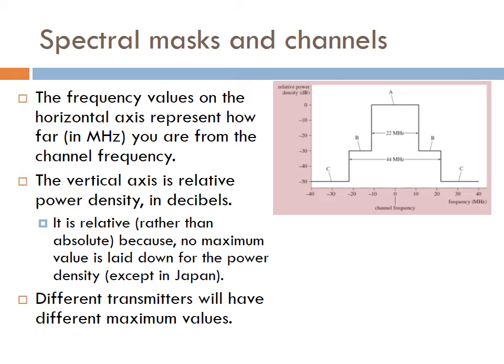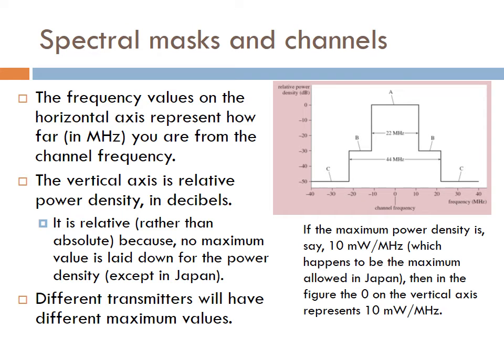The vertical axis is relative power density in decibel. It is relative rather than absolute because no maximum value is laid down for the power density, except in Japan. So different transmitters will have different maximum values. If the maximum power density is, say, 10 milliwatt per megahertz, which happens to be the maximum allowed in Japan, then in the figure, the 0 on the vertical axis represents 10 milliwatt per megahertz.